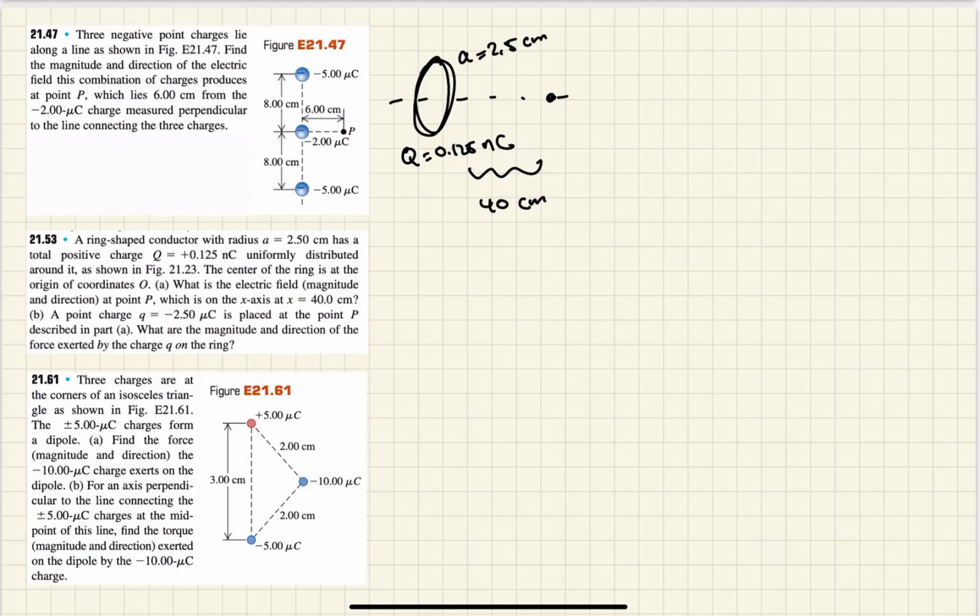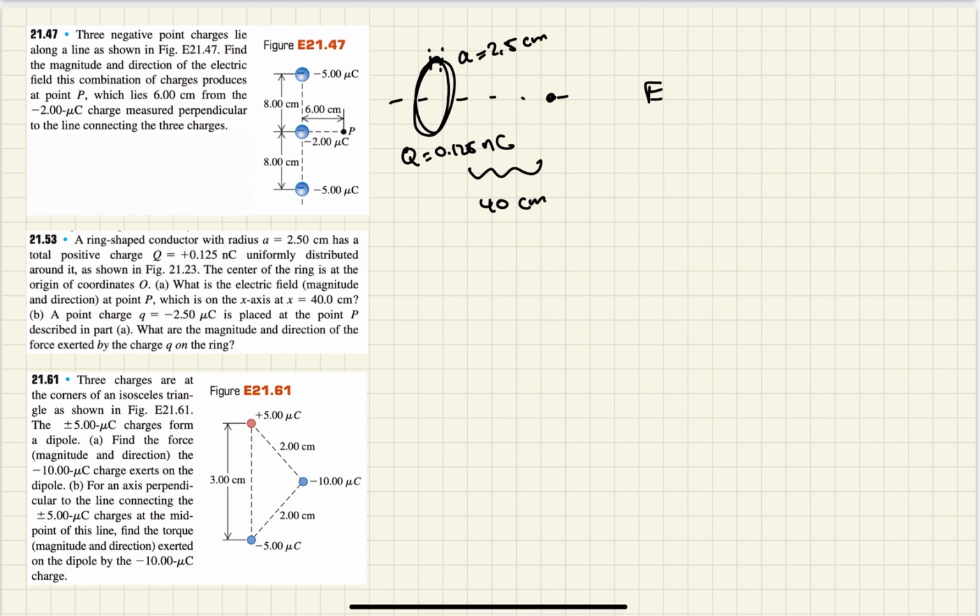So you want to find out what E is, but each point of the ring is different. It's a continuous charge distribution. And so what you do is you use calculus a bit. You take a small section of the ring, ds, where s is like the length around the ring. So ds is a small infinitesimal segment of the ring.